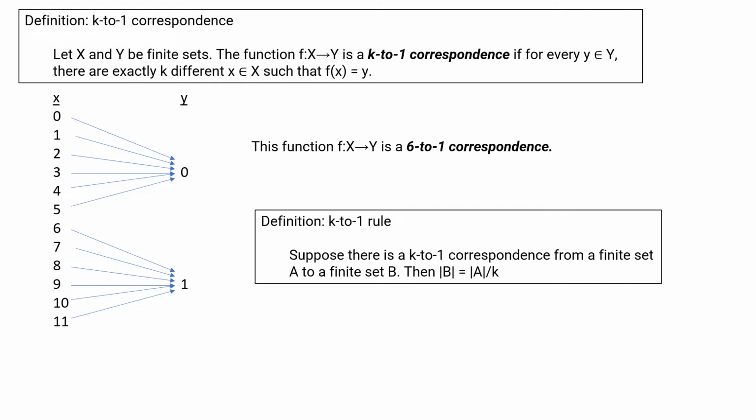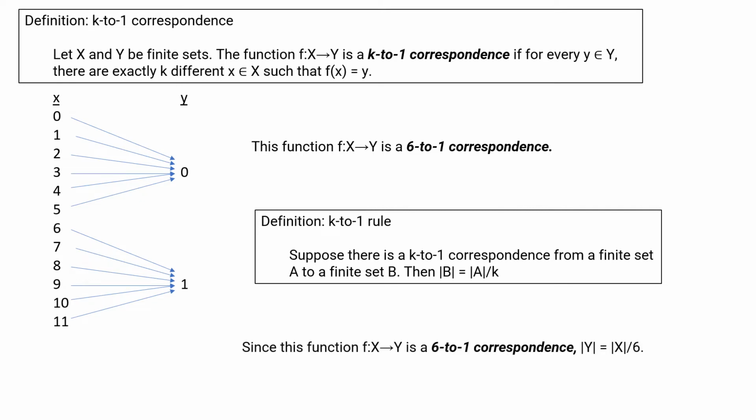This is basically something that is pretty trivial, in the sense that you would know this. Here's an example. This is a 6-to-1 correspondence between X and Y, and there are 12 elements in X. How many elements do you think there are in Y? You'd probably say, well, 6 of the elements in X go to one, 6 others go to the other, so there must be 12 divided by k, which is 6, and that would give us 2.